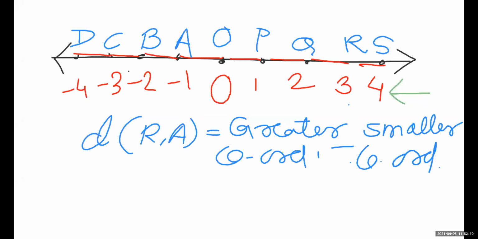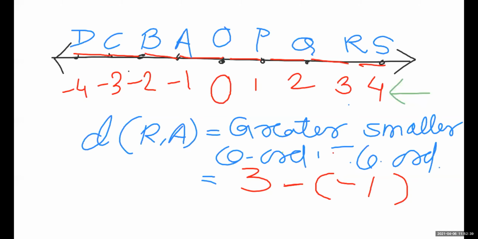So which one is the greater coordinate? The coordinate of R, that is 3. And this sign is for a formula, so keep it as it is. And what is the smaller coordinate? Write down that one in a bracket. That is -1.